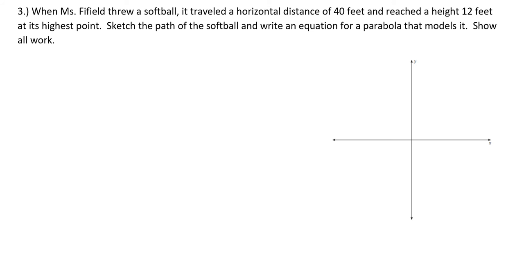It says when Miss Fifield threw a softball, it traveled a horizontal distance of 40 feet and reached a height of 12 feet at its highest point. Sketch the path of the softball and write an equation for a parabola that models it. Show all work.